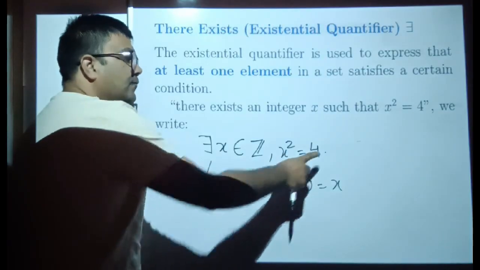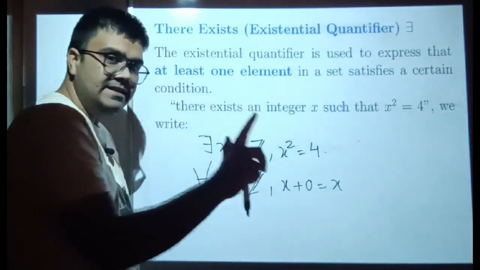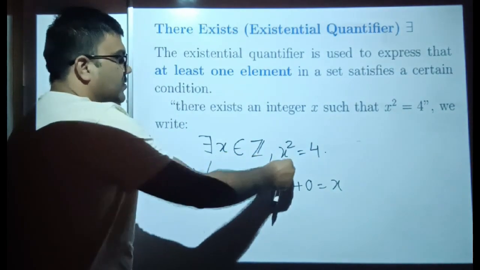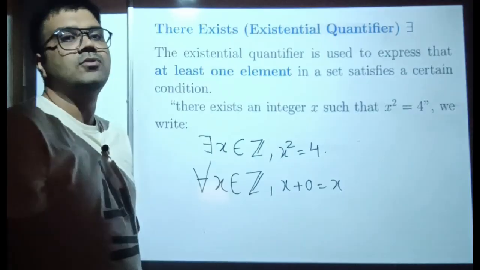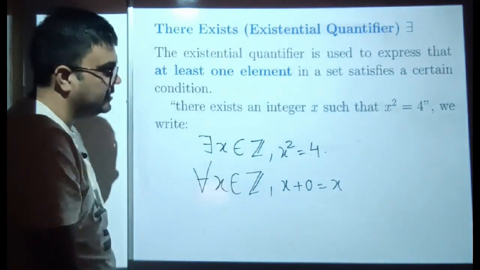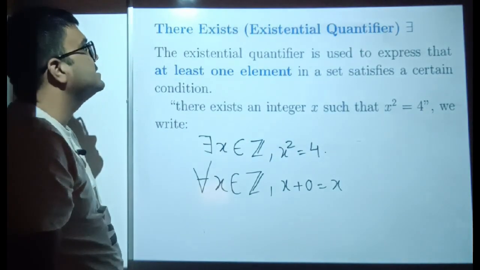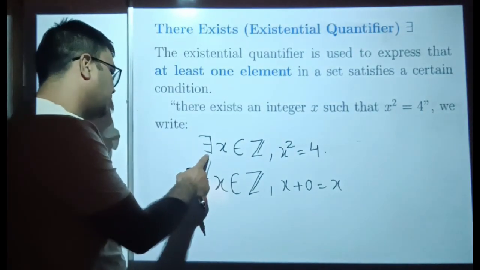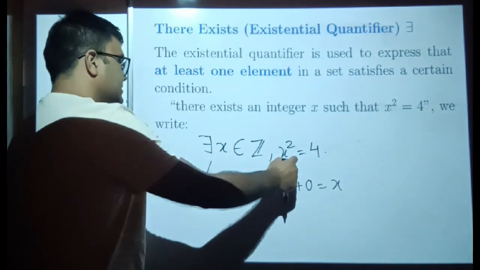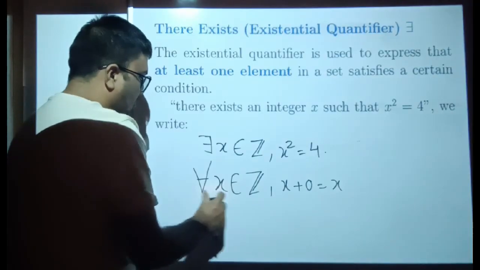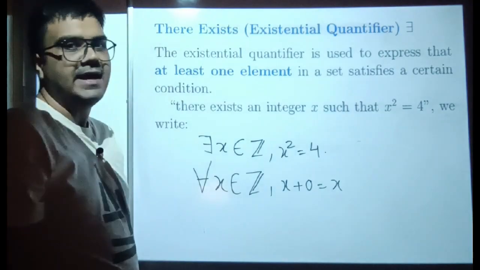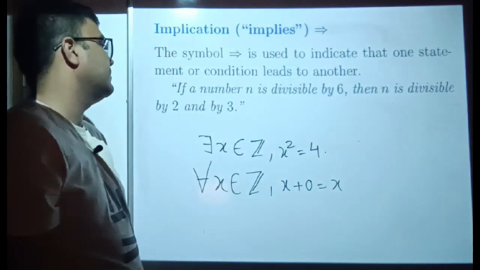For x square is equal to 4, there exists an integer. At least one integer is there for which this holds. If we say there exists an integer for which x square is equal to 4, we are not talking about all the integers. So this is the second quantifier that we need right now. It is the existential quantifier. This is how we read it: there exists x in Z, that is x is an integer, such that x square is equal to 4, and for all x that are integers, x plus 0 is equal to x. This is how we read these terms.